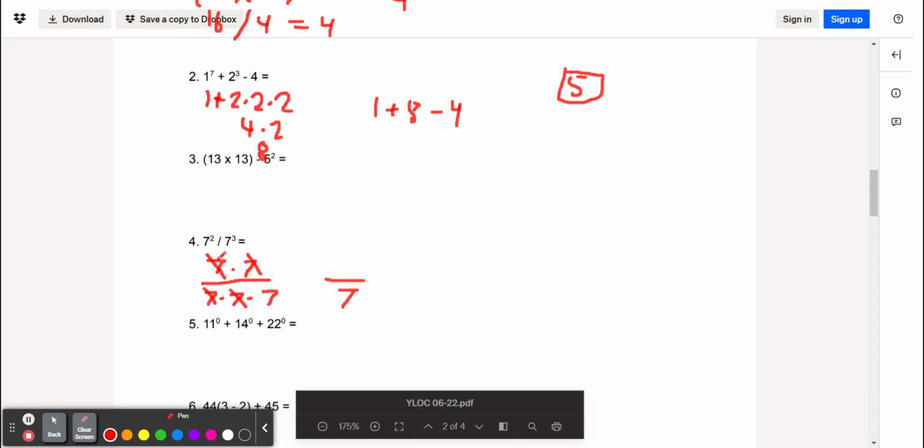Now when you divide and cancel things out, if you cancel everything out, you don't end with 0, you end with 1. So you get 1 over 7. And that is your answer.